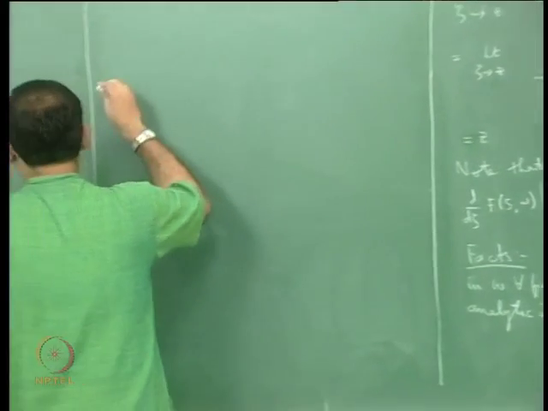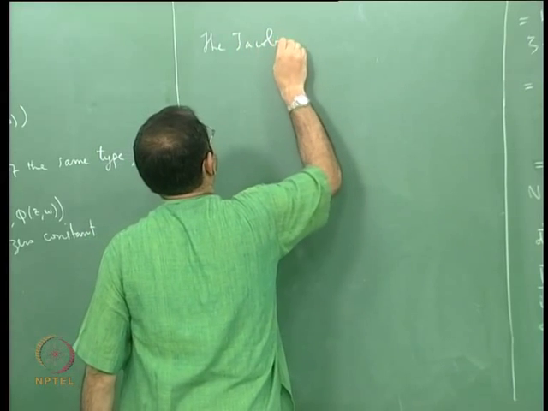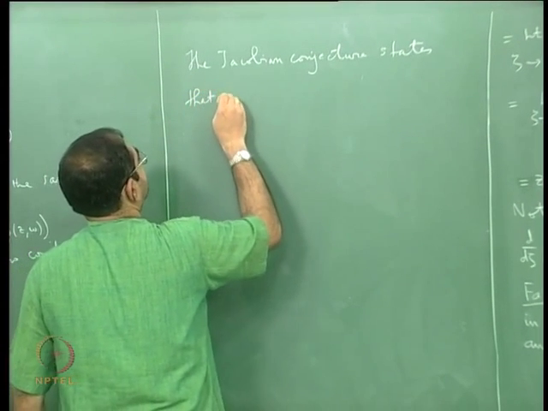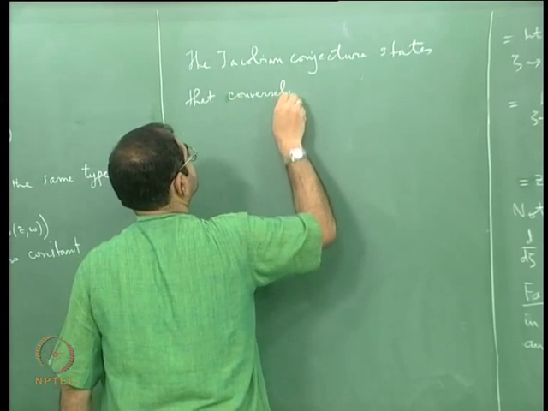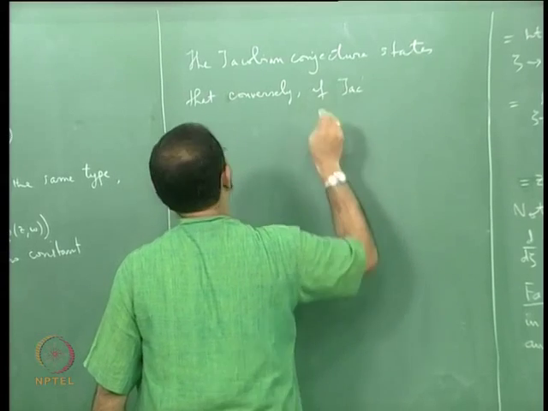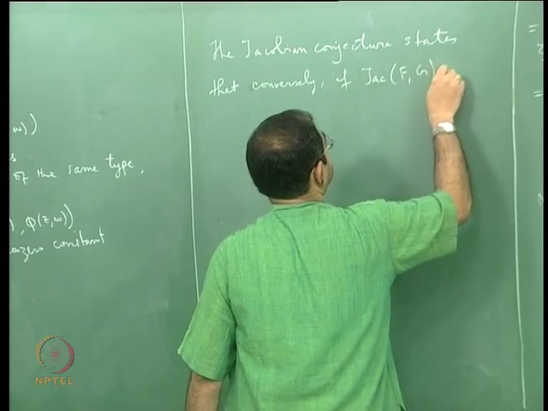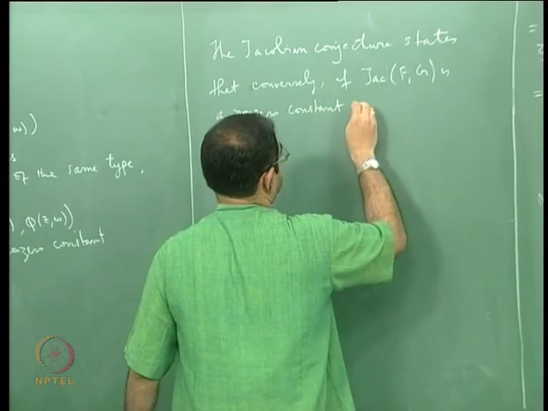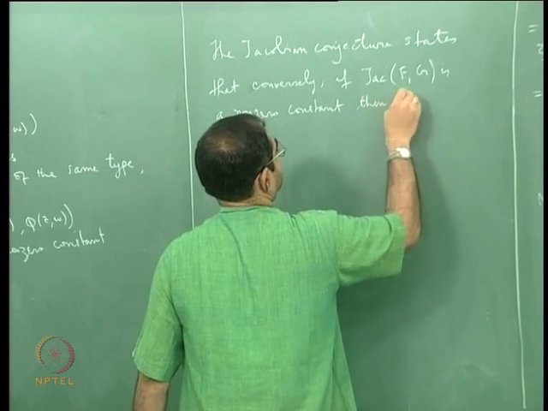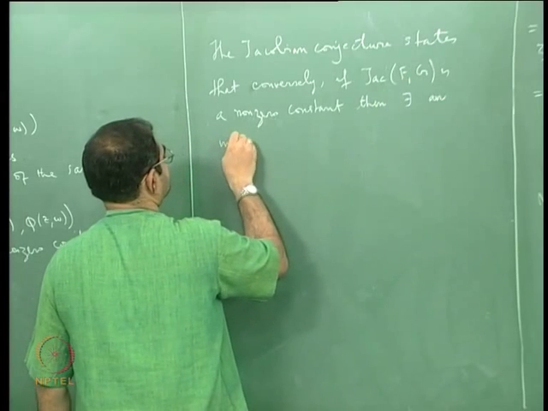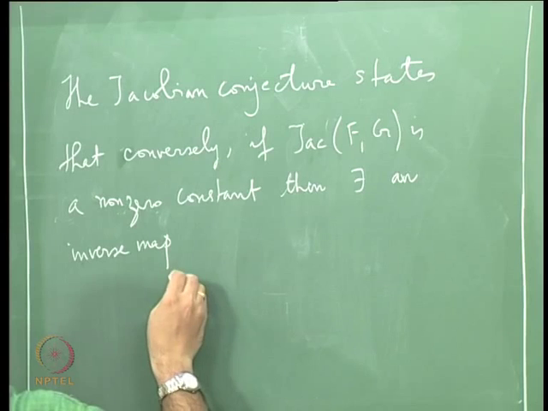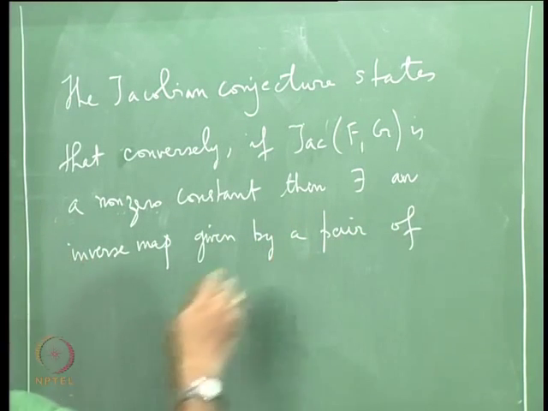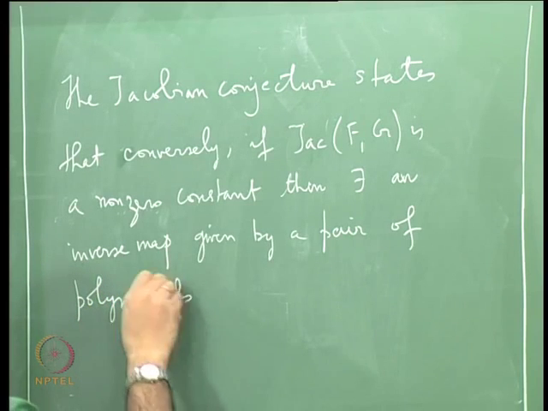So let me state it. The Jacobian conjecture states that, conversely, if the Jacobian determinant of f comma g is a non-zero constant complex number, then there exists an inverse map given by a pair of polynomials P and Q.